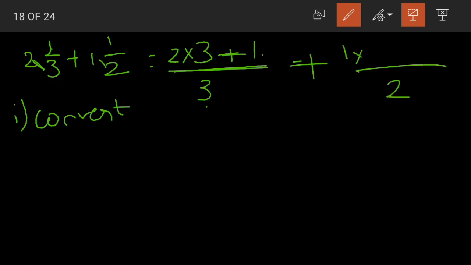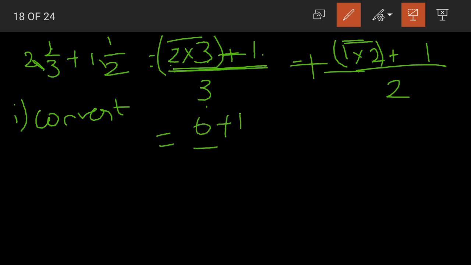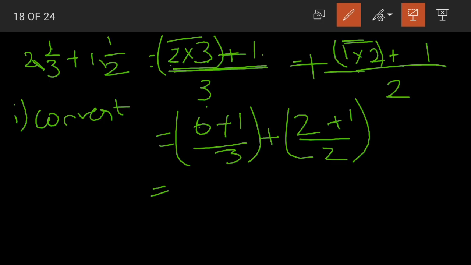Now multiply the denominator with the whole number part and then add the numerator. Let us keep the brackets here, parentheses, so that we know that we need to perform this operation first. That means first we need to multiply these two numbers and then add the product to 1. 2 3s are 6 plus 1 divided by 3 plus, now 1 2s are 2 plus 1 divided by 2. Yes students, this is one fraction and this is our other fraction.